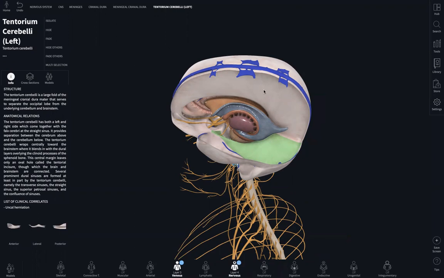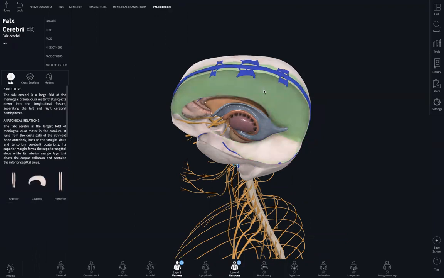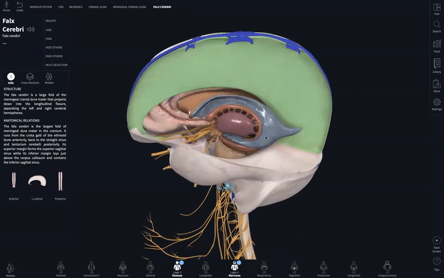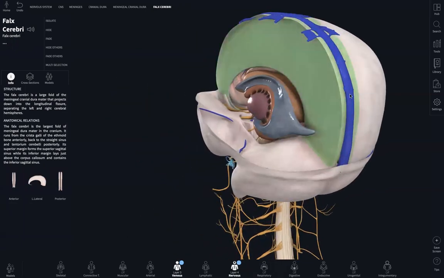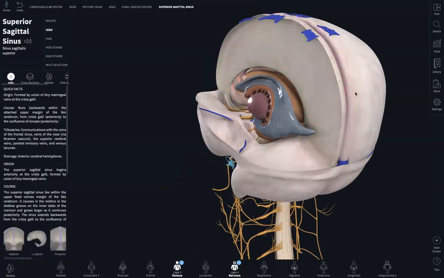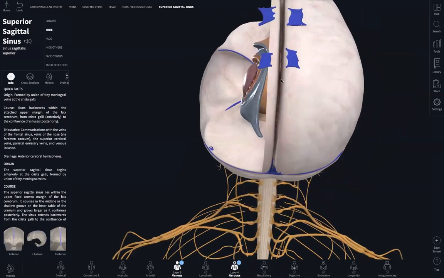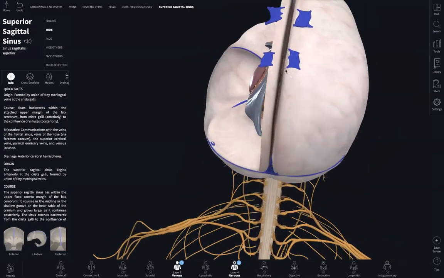Another way you can remember is that the falx cerebri, falx apparently means sickle, and it's kind of sickle shaped. So if that's the way you like to remember it, then you can. And if we get rid of the dural venous sinuses here, which run in these dural folds, you can see how it really does just dive straight in there.